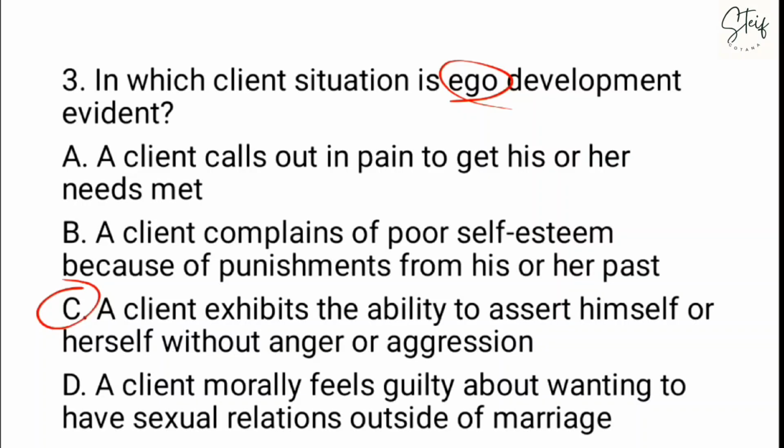A client exhibits the ability to assert himself or herself without anger or aggression. The ego's main goal is to maintain harmony between id and the superego. The ability to assert oneself without aggression or anger is an example of healthy ego. Okay? Ang sagot po natin dito is letter C.